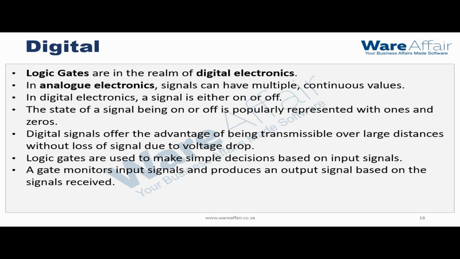Digital signals offer the advantage of being transmissible over large distances without loss of signal due to voltage drop. Logic gates are used to make simple decisions based on input signals. A gate monitors input signals and produces an output signal based on the signals received.